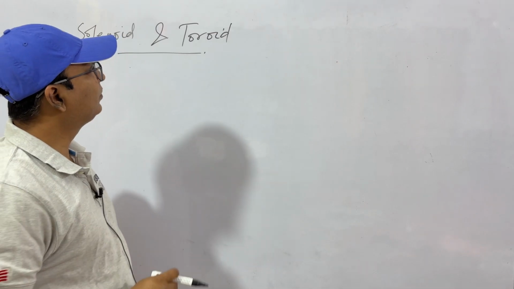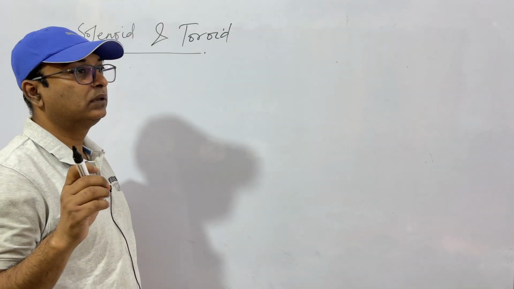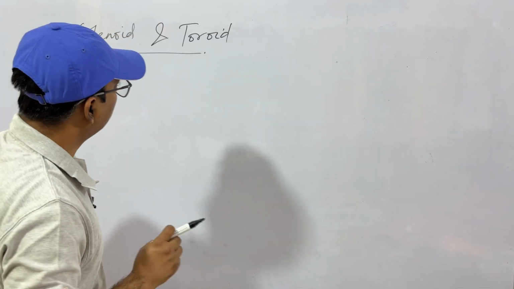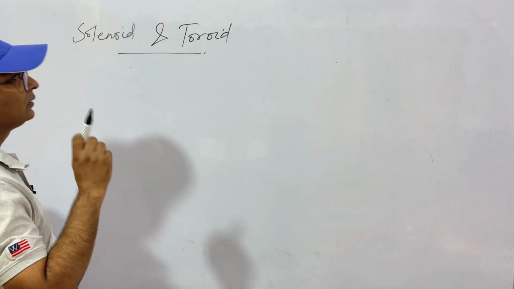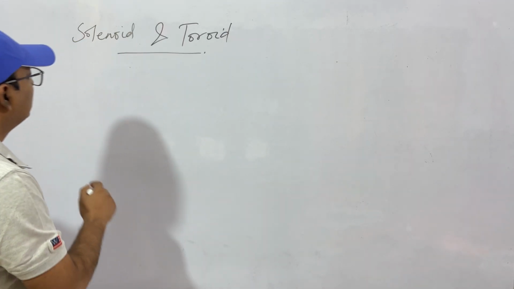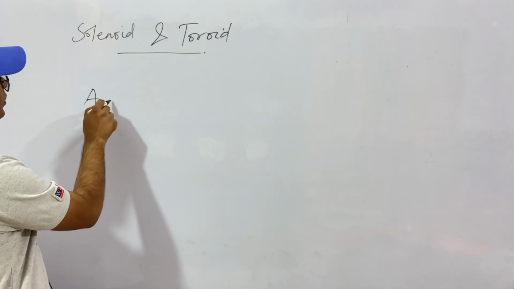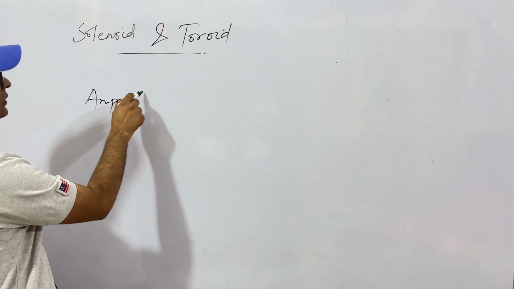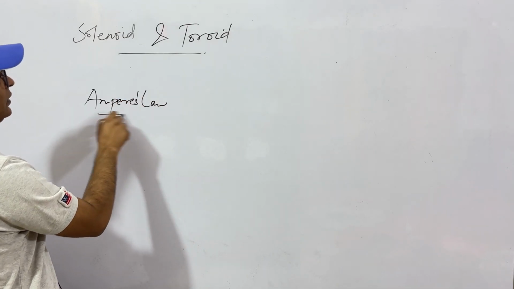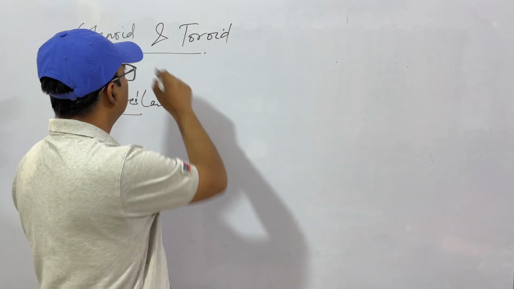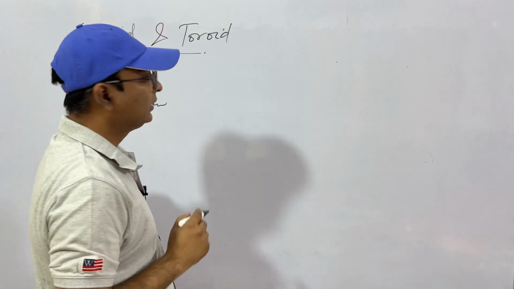Now we'll see the magnetic field due to a solenoid and a toroid. What is a solenoid? What is a toroid? We'll just understand. Up till now, what we know is Ampere's law. Just giving you a brief recap so that you understand this in a better way.